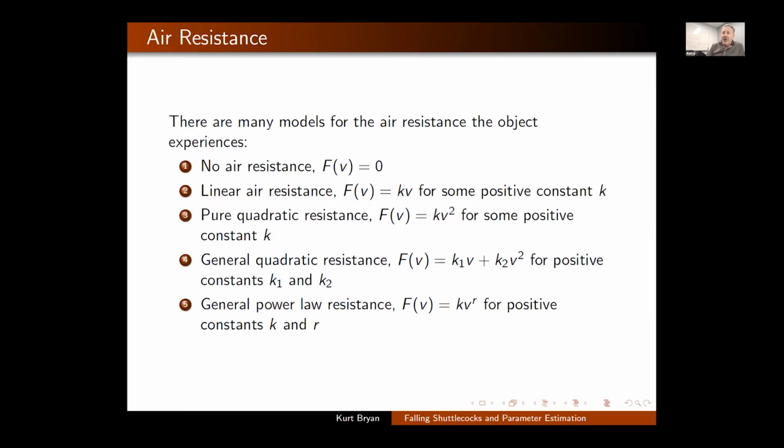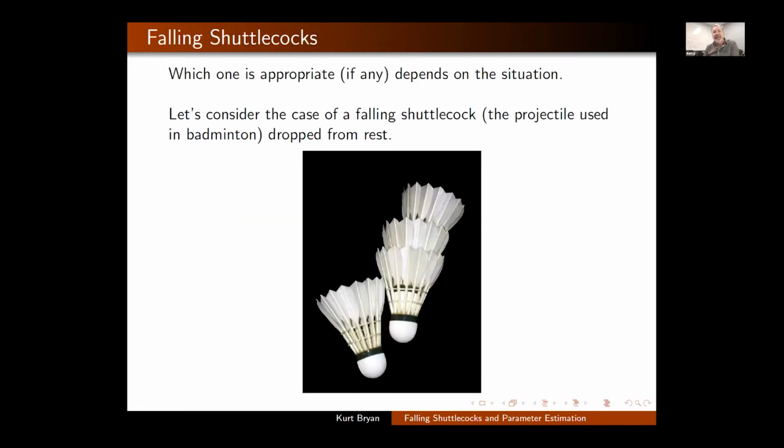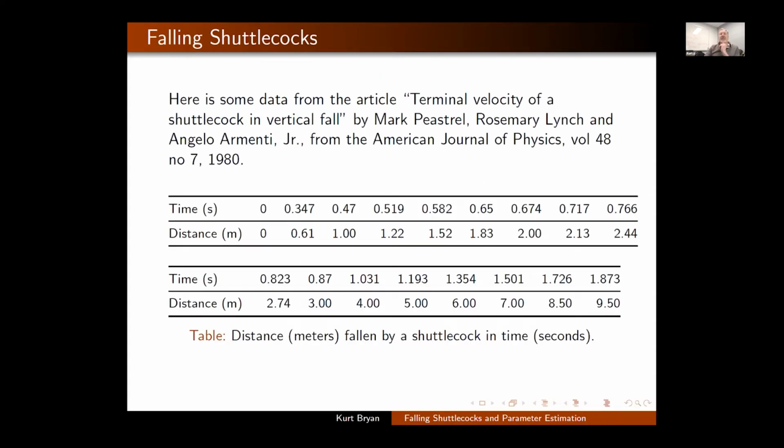It's interesting to contemplate which one is appropriate. Well, that may very well depend on the situation. So I have some data. This is data that Bryan Winkle got. It concerns the fall of a shuttlecock, which is the projectile used in badminton. There's a picture of some. And here's the data. This comes from an article in the American Journal of Physics from 1980.